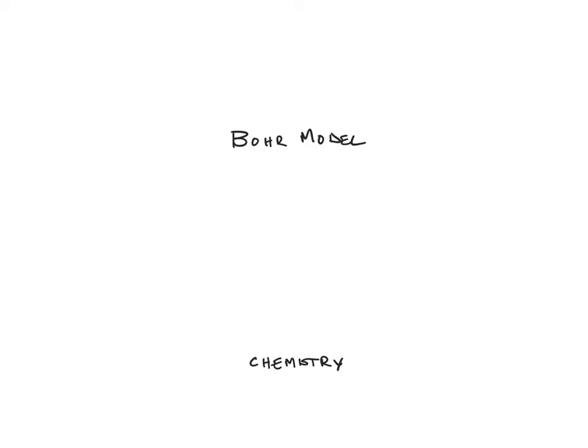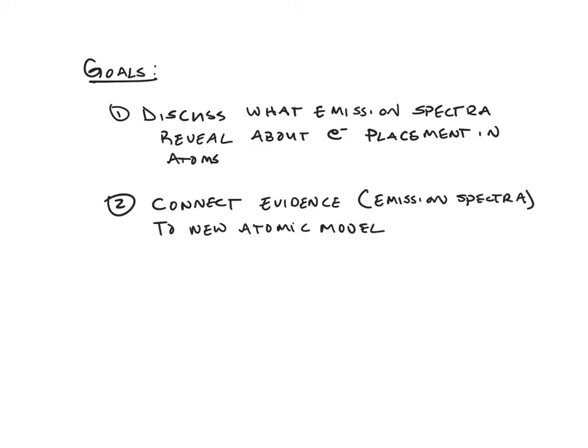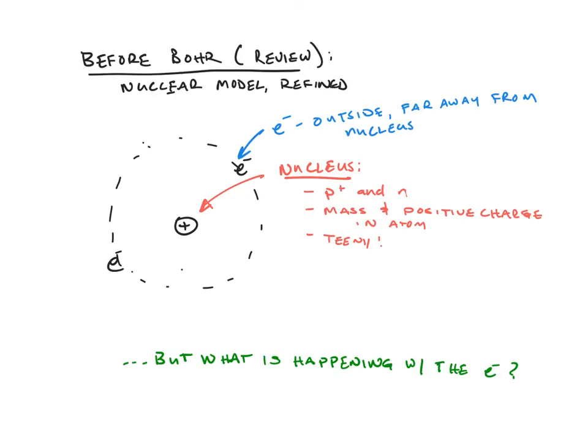So the goals for this video are to discuss what emission spectra reveal about electron placement in atoms, and to connect the evidence, emission spectra, to a new atomic model, which is the Bohr model or the solar system model of the atom. Okay. So just a quick review.